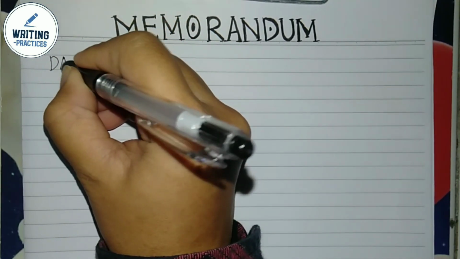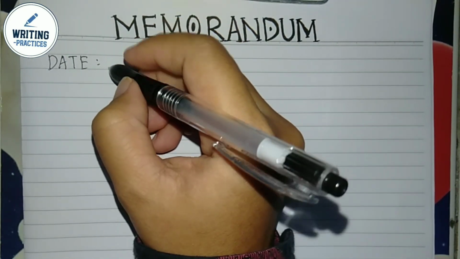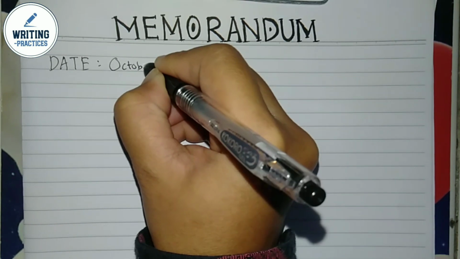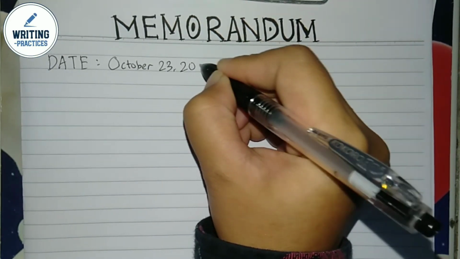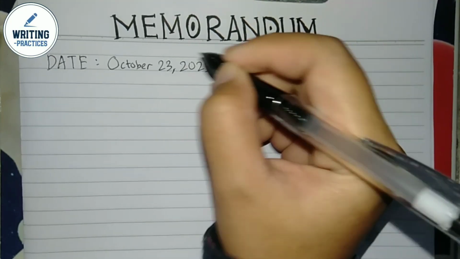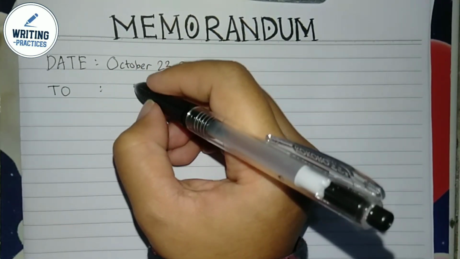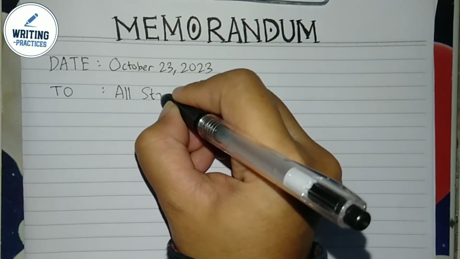Today, we are going to learn how to write a memorandum. What is a memorandum? A memorandum or memo is a written statement, record, or communication such as within an office, a note of things to be remembered. A memo is used to communicate something of immediate importance to people within a business or organization. Here, Writing Practices will show you how to write a memorandum step by step.